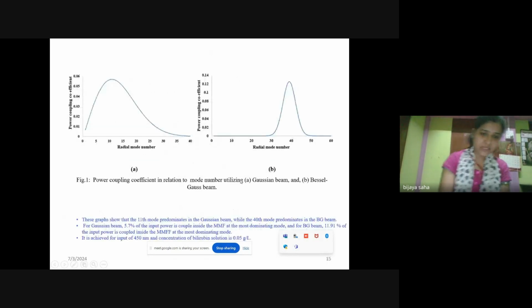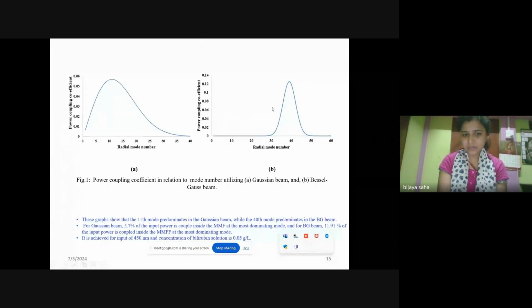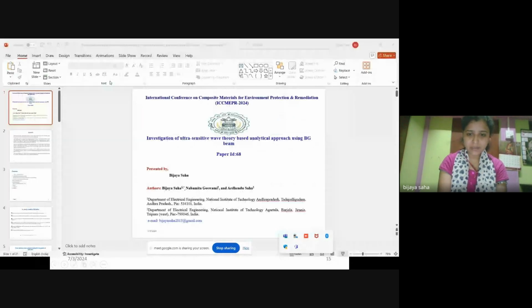Now proceed to figure 1A and B, which represent the power coupling coefficient with respect to radial mode number. The first figure represents the Gaussian beam and the second figure represents the Bessel Gauss beam. Here, the maximum mode dominating number for the Gaussian beam is 11.